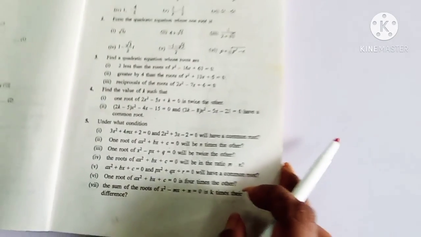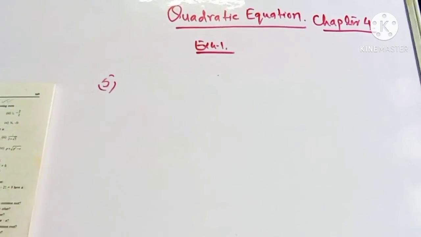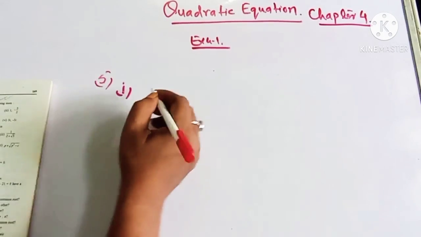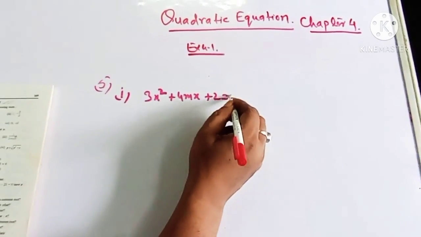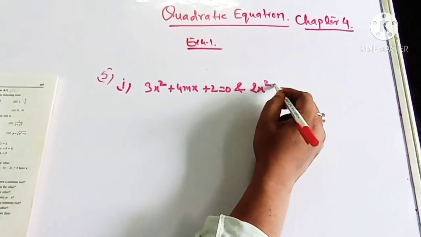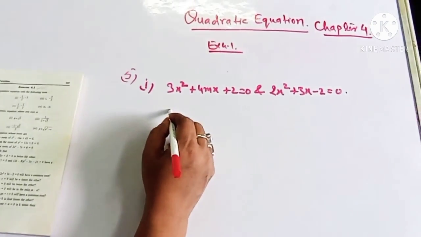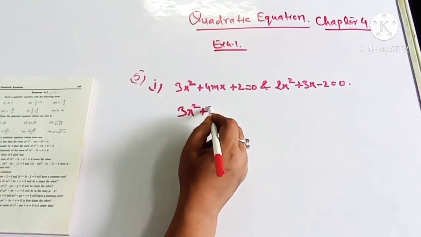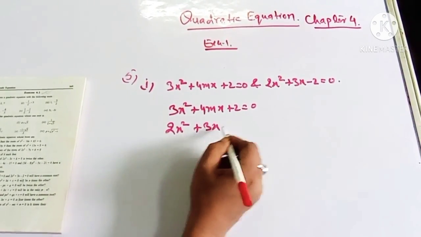Now question number 5. Under what condition will 3x square plus 4mx plus 2 equal to 0, and 2x square plus 3x minus 2 equal to 0 have a common root? So see, same procedure, common root, the same procedure which we have done just earlier.